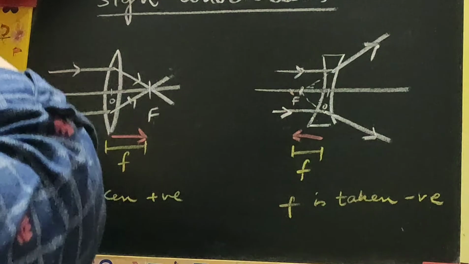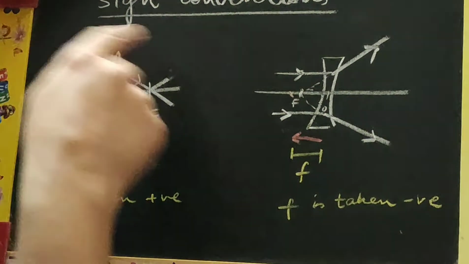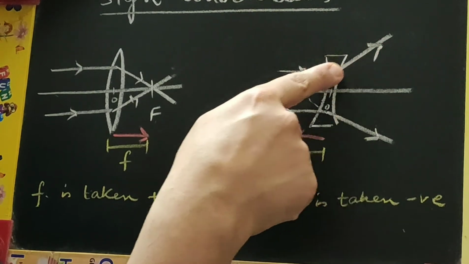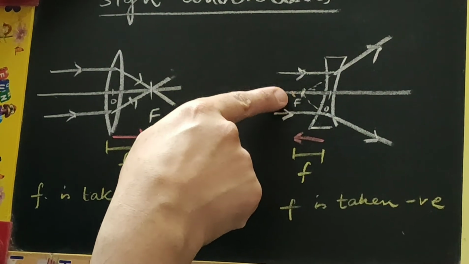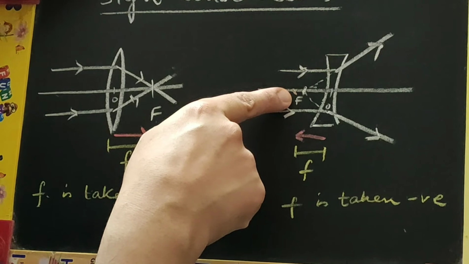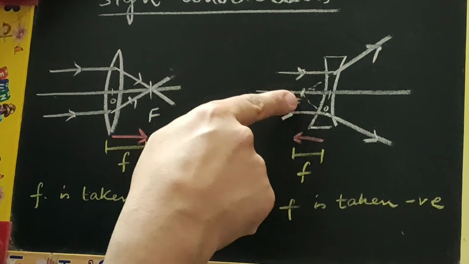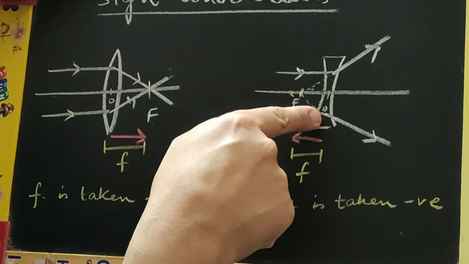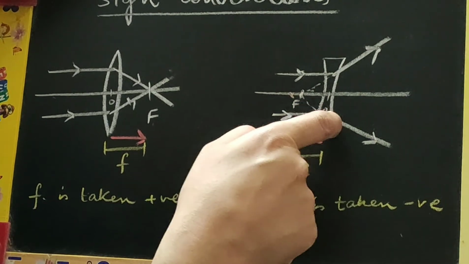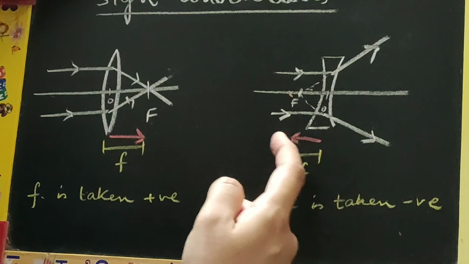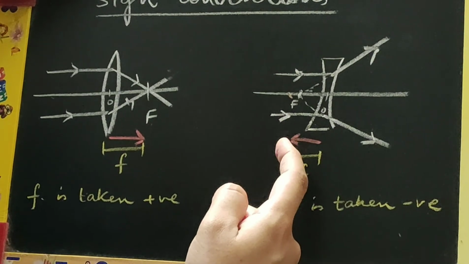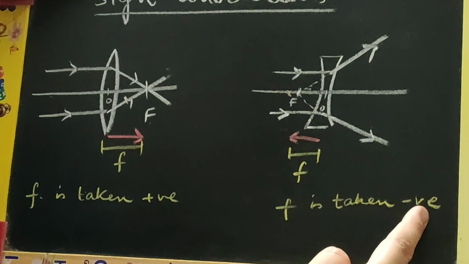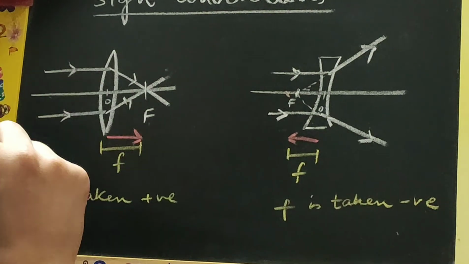I again repeat, in case of a concave lens, when parallel light rays are incident, they will be diverged and the focus is virtual on the same side as the object. When we measure this distance as the focal length, starting from the optical center by sign convention rule 1, we will move in the direction opposite to the incident light, and this direction is taken negative. Hence the focal length of a concave lens is taken negative.